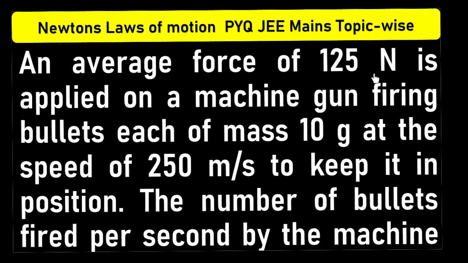An average force of 125 Newton is applied on a machine gun firing bullets each of mass 10 gram at the speed of 250 meter per second to keep it in position. The number of bullets fired per second by the machine is. Okay, we'll do very similar questions like this. To make sure that we acquire speed, first we'll try to understand this question in a subjective way, and then in the coming questions we shall improve our speed of solving problems, keeping this as a reference.